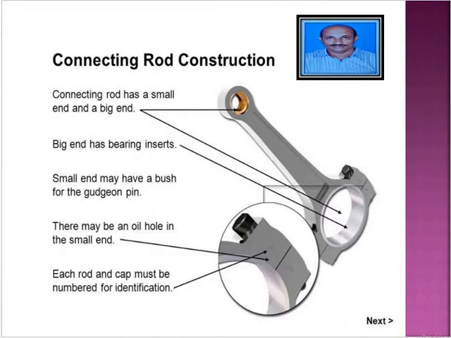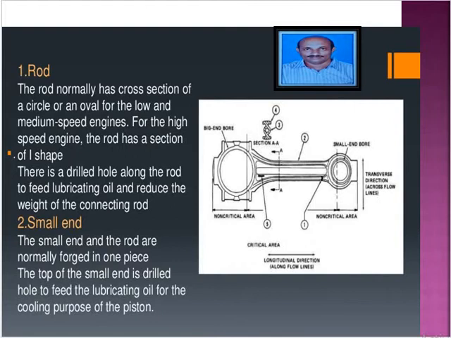Next, we can see the connecting rod and small end. The rod normally has a cross section of a circle or an oval for low and medium speed engines. For the high speed engine, the rod has an I-shaped section. There is a drilled hole along the rod to feed the lubricating oil and to reduce the weight of the connecting rod. Small end bearings will be there.